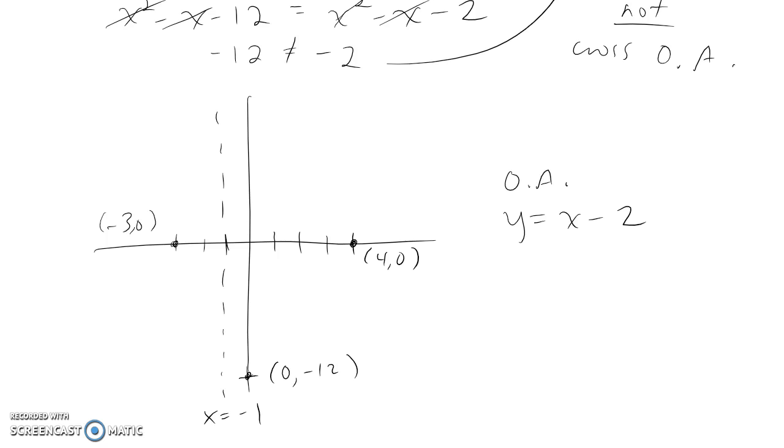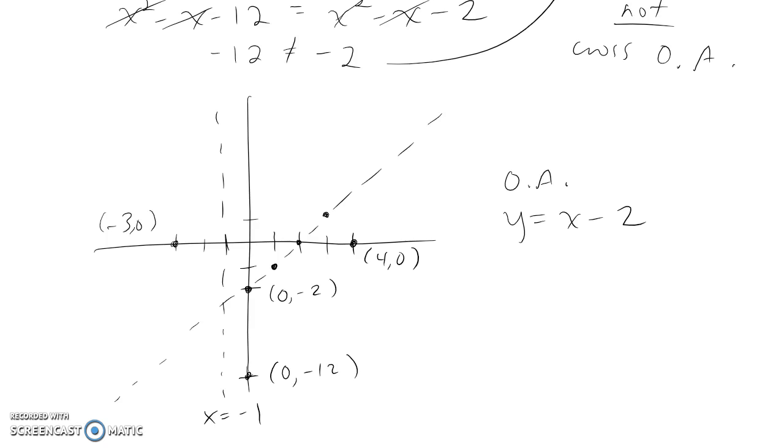That has a y-intercept of negative 2 and a slope of 1 because it's 1x. So from this point, 0, negative 2, I'm going to go up 1 and over 1 to the next point. Up 1 over 1, up 1 over 1, and we'll continue on. So this is our oblique asymptote.